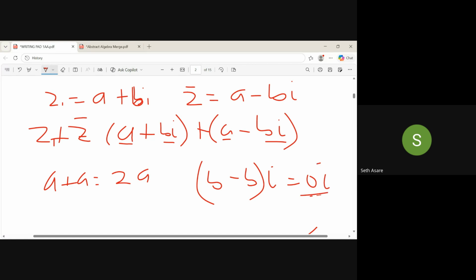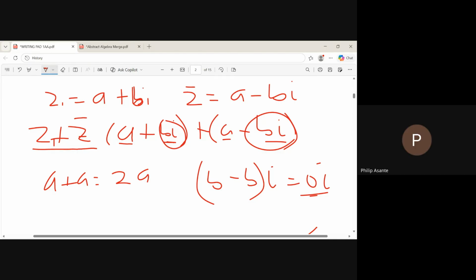I. So it's not there. So when I add something to its conjugate, it is only the real part that adds, because the imaginary parts are opposite. One is positive and one is negative, so it carries it away. Are we here?